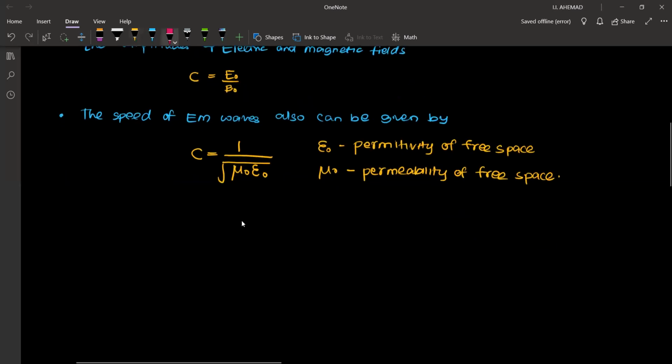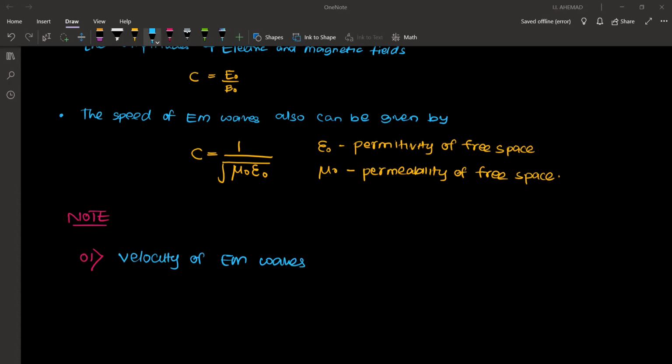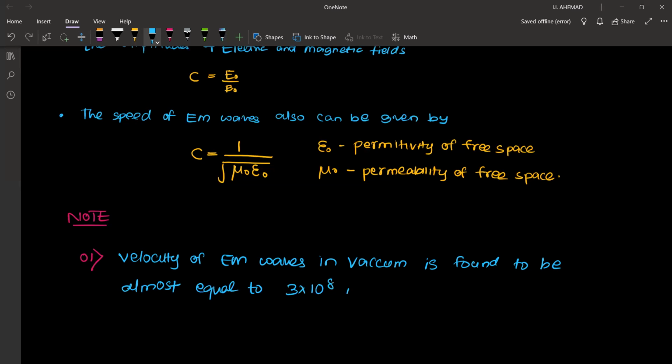Under that, let's write note number 1, the velocity of EM waves in vacuum is found to be almost equal to 3 into 10 to the power 8 meters per second.